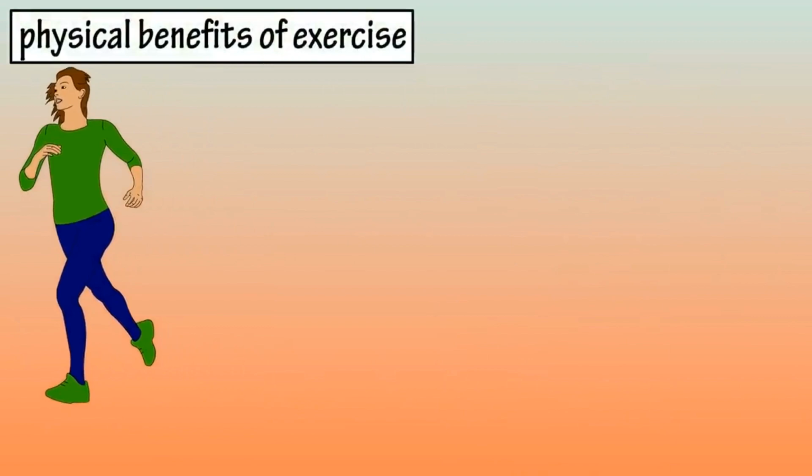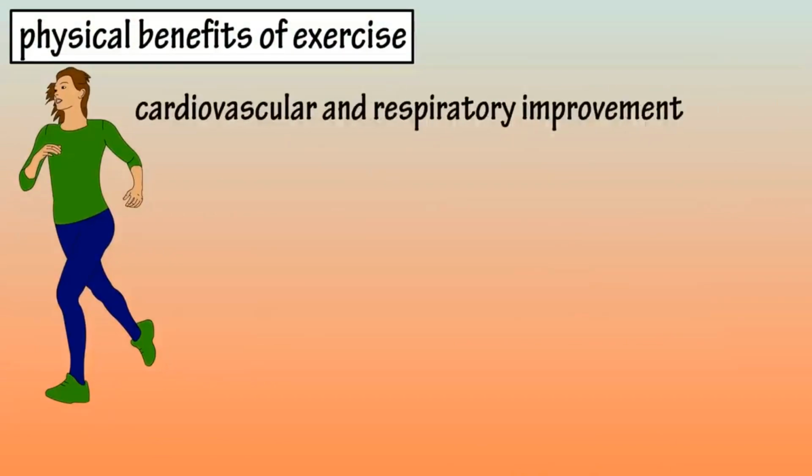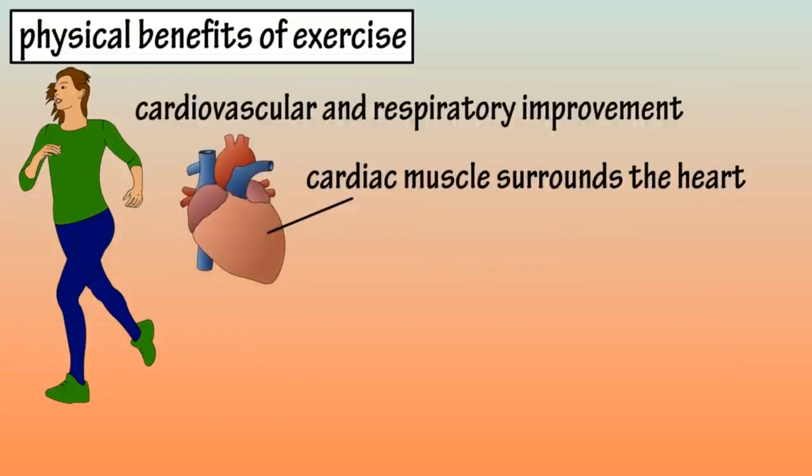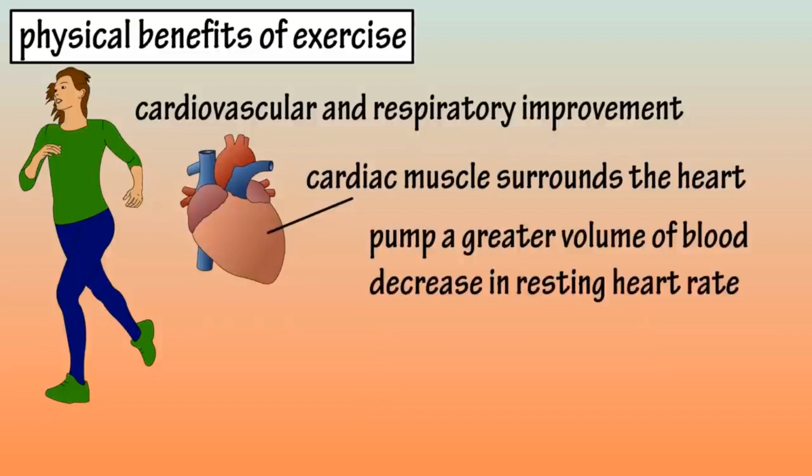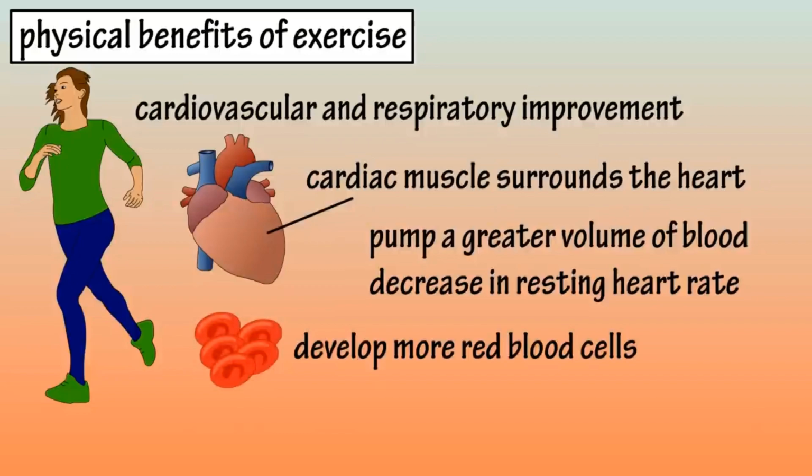Number one, cardiovascular and respiratory improvement. Over time, you end up strengthening the cardiac muscle that surrounds your heart. You also pump a greater volume of blood with each stroke, which causes a decrease in resting heart rate. You make a lot more red blood cells, which improves your ability to bring oxygen to your muscles, and your lungs become stronger and better at supplying your body with the oxygen it needs.